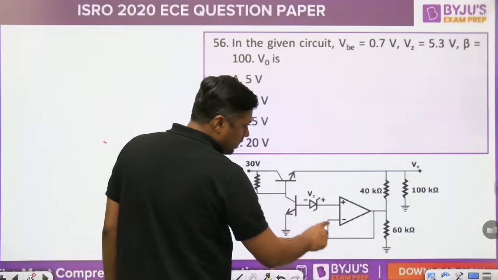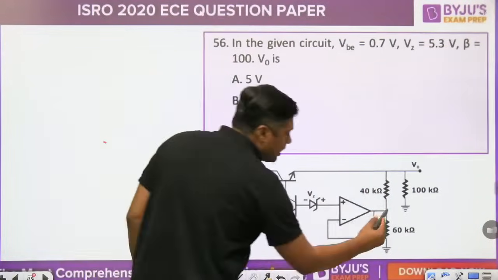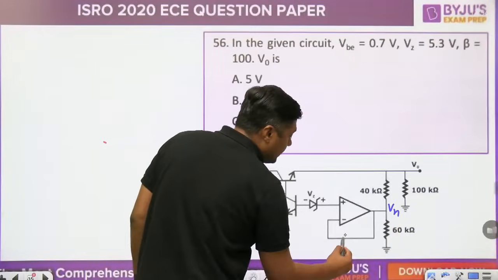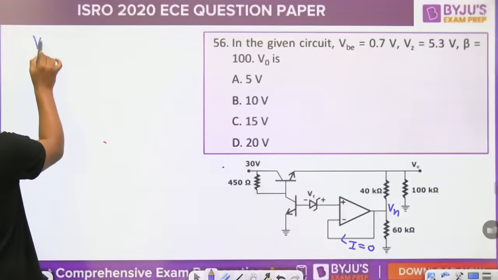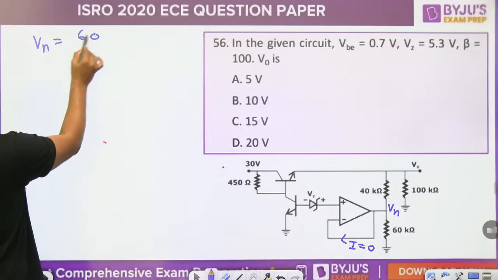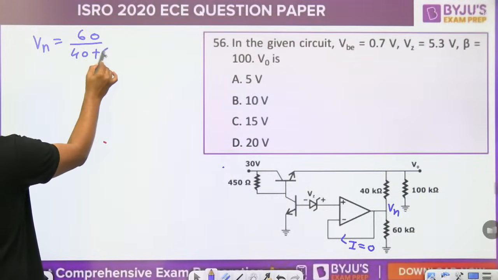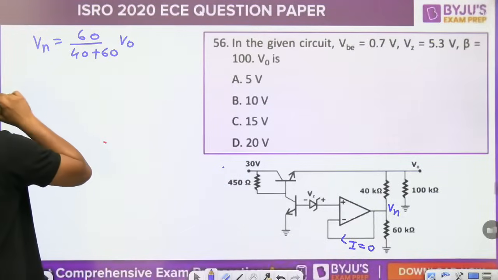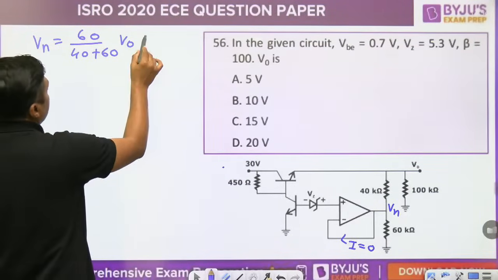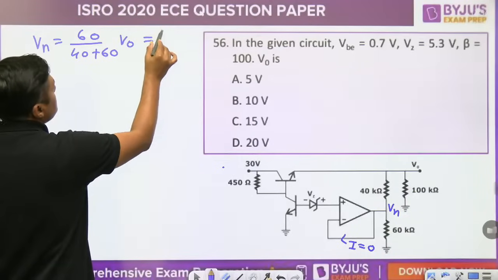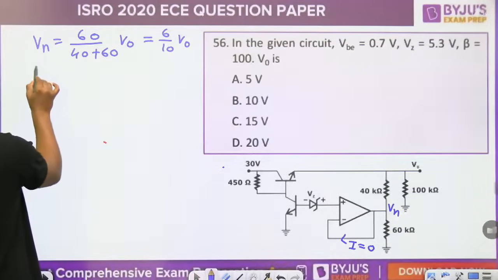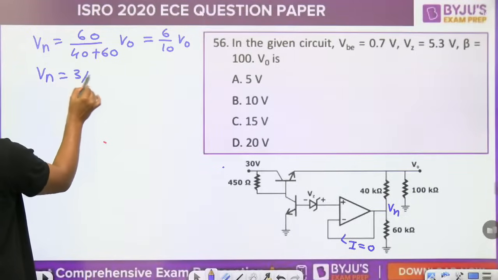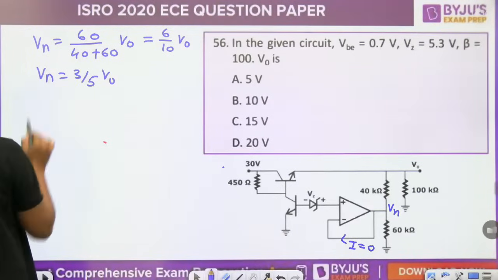This is connected to the negative terminal. So what is the negative terminal voltage? If the current entering the operational amplifier is 0, you can find Vn according to the voltage division rule: 60 divided by (40 plus 60) into V0, which becomes 6 by 10 into V0, that is nothing but 3 by 5 V0. That is the value of Vn.